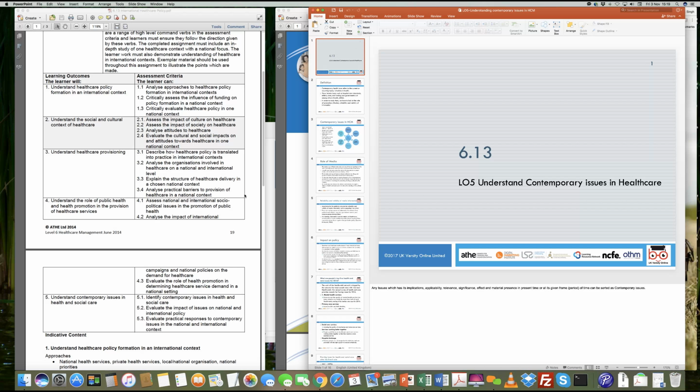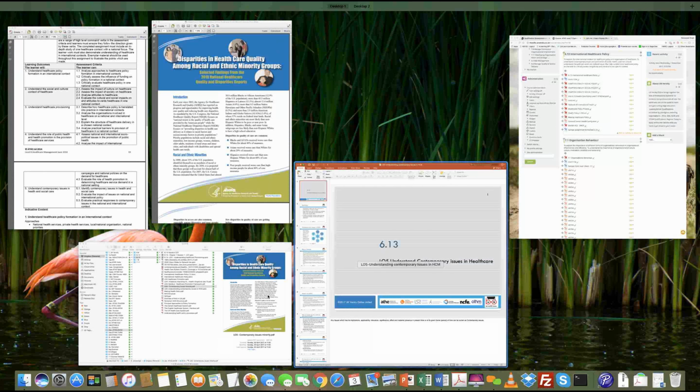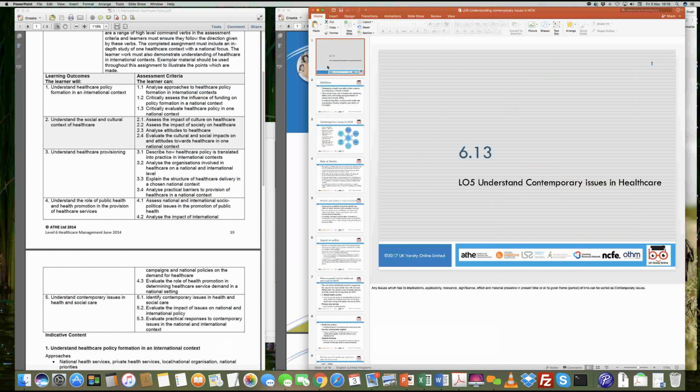Now, in the case of healthcare, contemporary issues refer to issues which are current or which are recurring again and again, and are situations which we have to deal with on a daily basis, but for which we don't have a set procedure to deal with them. Is that okay? So this we need to understand from the point of view of what contemporary issues are.